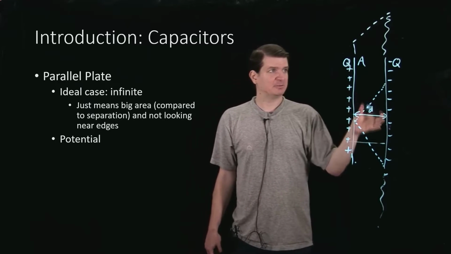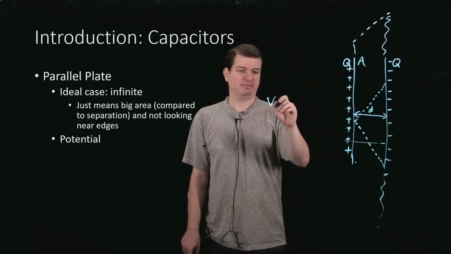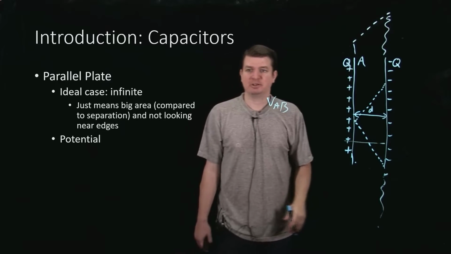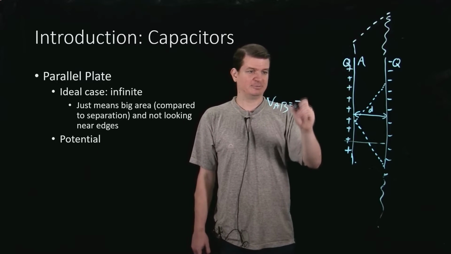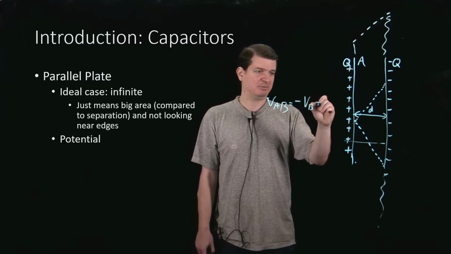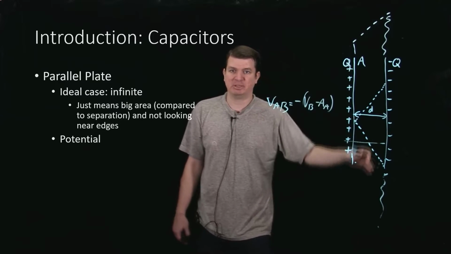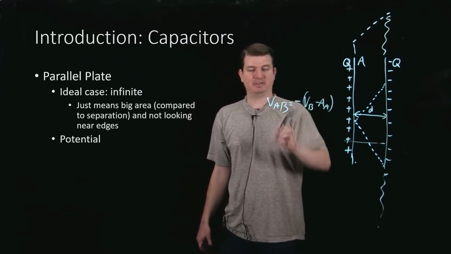Of course, we'd like to know what is the potential from one side to the other, so we'll call that the potential, maybe V from A to B. What's that going to be? Well, we can write it like this. It is minus VB minus VA. So it's minus the potential at B, minus the potential at A. Okay, the negative of that quantity.